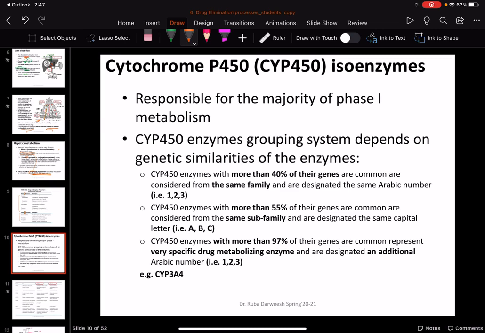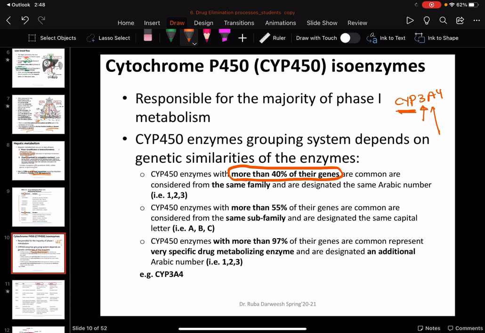For the cytochrome P450 isoenzymes, we have a special nomenclature. For example, CYP3A4: CYP is cytochrome, and the first number relates to the similarities in the enzymes, in which the genes are 40% or more similar.